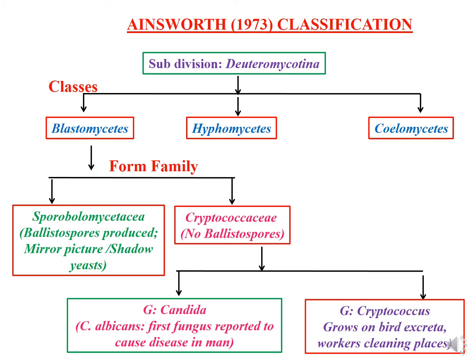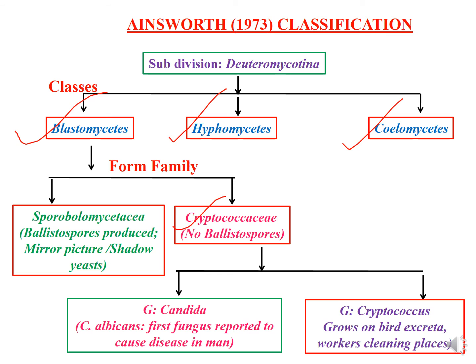In the Ainsworth classification, he divided the subdivision Deuteromycotina into three form classes: one is Blastomycetes, second Hyphomycetes, and third Coelomycetes fungi. Under Blastomycetes, he further divided into two form families: one is Sporobolomycetaceae and the second is Cryptococcaceae. Under Sporobolomycetaceae, ballistospores are generally produced, whereas in Cryptococcaceae we cannot see any ballistospore formation.